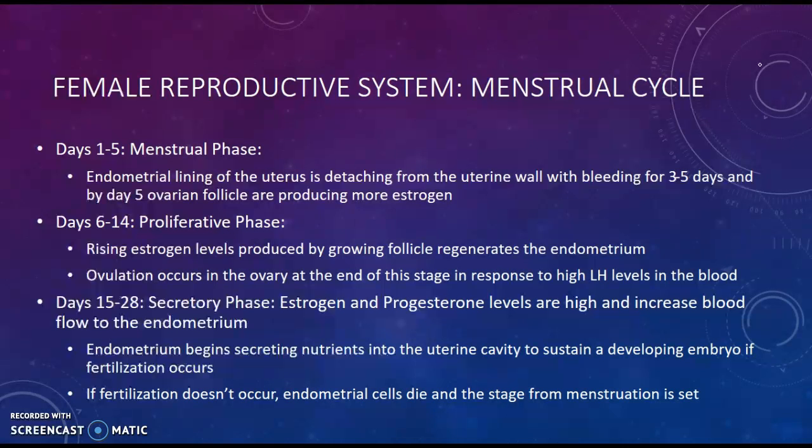And then days 15 to 28 is the secretory phase. This is when your estrogen and progesterone levels are really high and you have lots and lots of blood flow into the endometrium because your body is getting prepared for fertilization if it occurs. So the endometrium is actually going to start secreting even nutrients into the uterus in case fertilization does happen. And if fertilization doesn't occur, then those cells are going to die and we're ready to go back to day 1 in our menstrual phase.